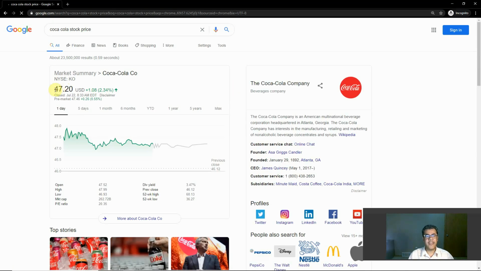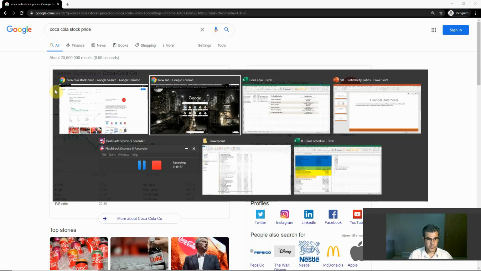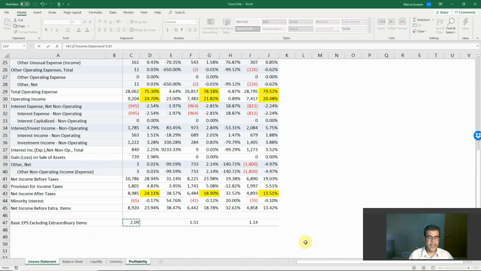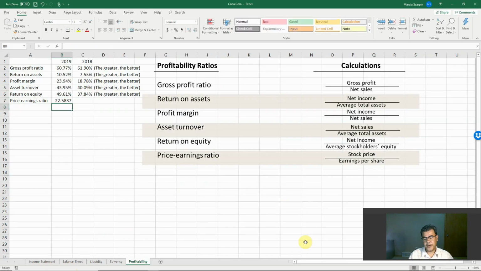Ask Google, and here we have it, 47.20. So 47.20 divided by income statement, the basic earnings per share. So 22. So it is a PE of 22. So our stock price is 22 times greater than our earnings per share.